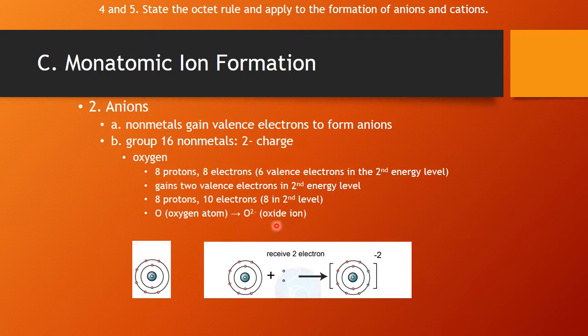Note how we write the formula, where we have the O for oxygen, and then a superscript 2 minus there. And then the name of it, again like we said before, with these monatomic anions, we do not use the element name, we use the IDE ending with it. So it's not an oxygen ion, instead it's called an oxide ion.